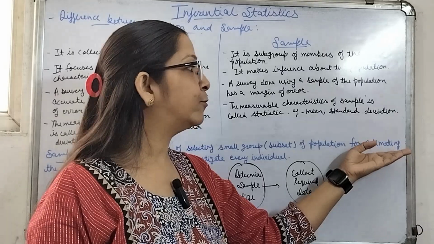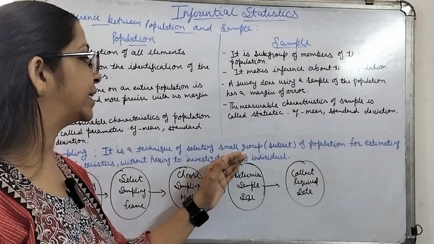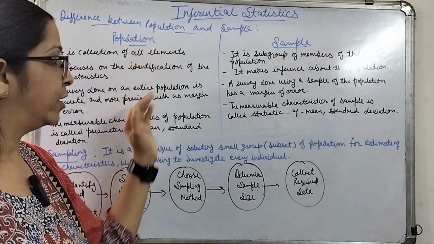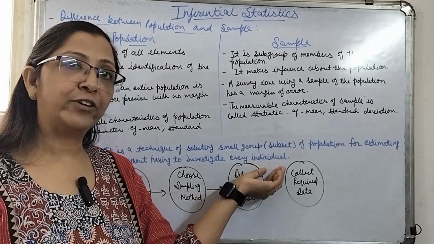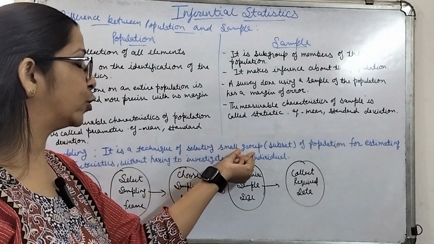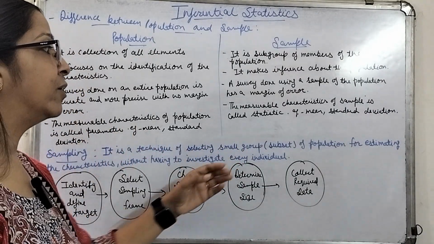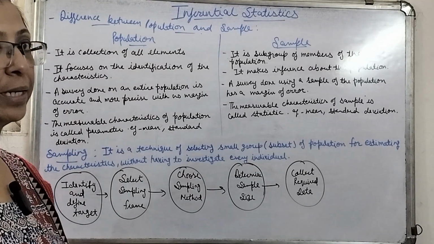Why are we selecting it? For estimating the characteristics without having to investigate every individual. We are not investigating the whole population. We are not analyzing or investigating every individual. We are simply analyzing or investigating a small group, and the process, the technique by which we are taking out this group, selecting it from the population, is known as sampling.